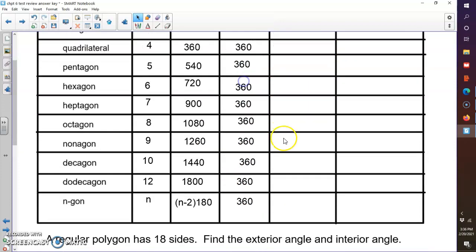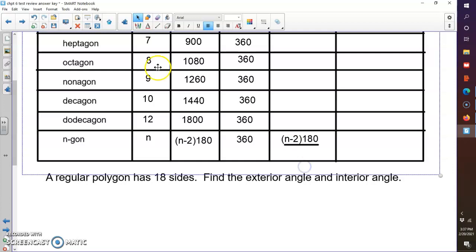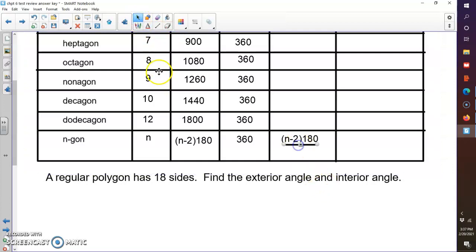Now for the interior angle, we can use this formula if we want, which is n minus 2 times 180, and then we divide it by n, the number of sides. You can use that formula. My advice to you, though, is this. I think it's actually easier to use this formula for the exterior angle, which is 360 divided by the number of sides.